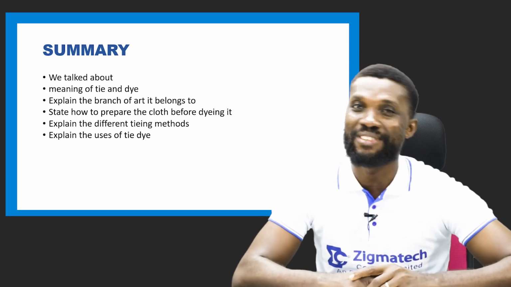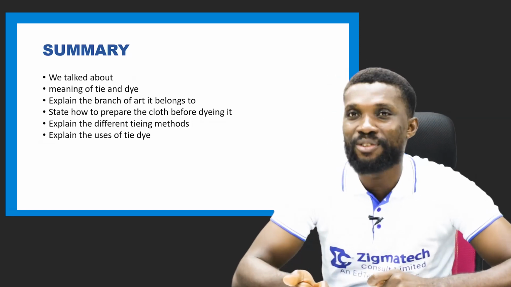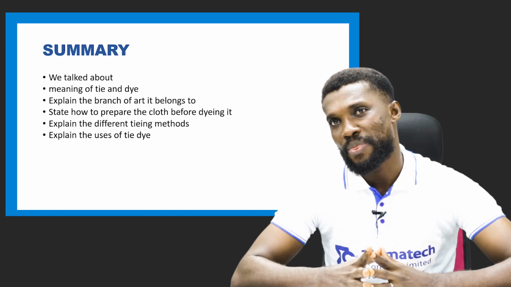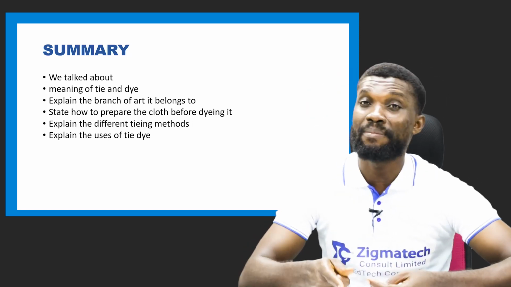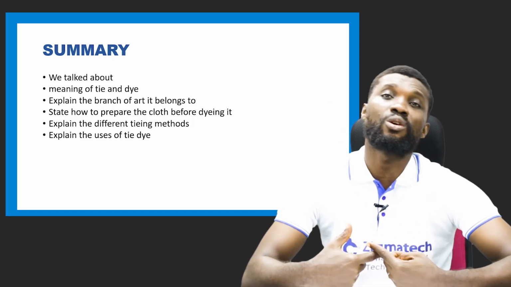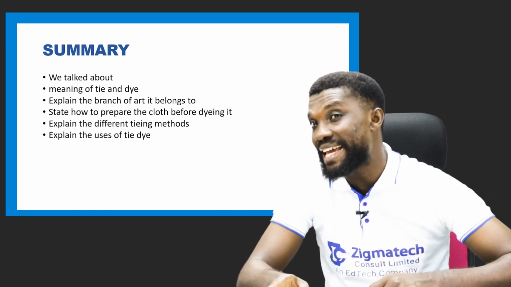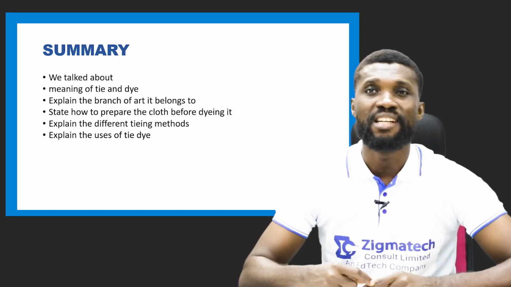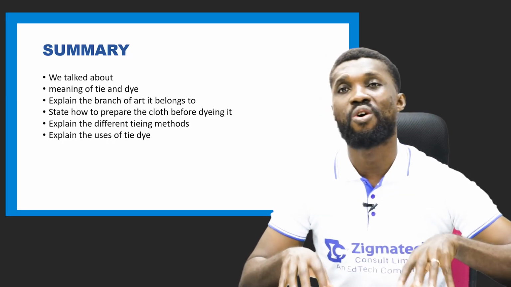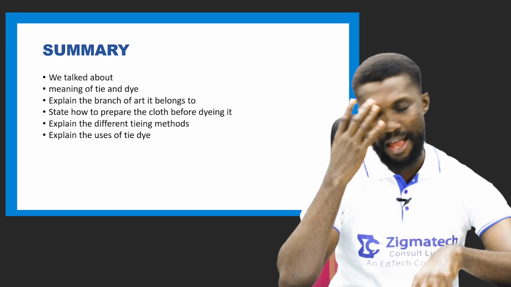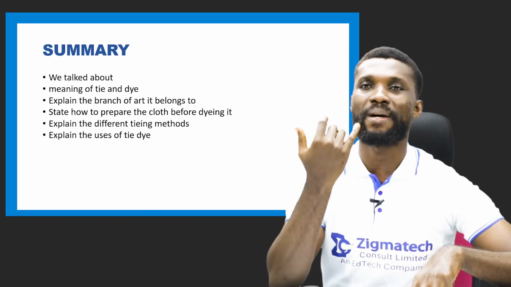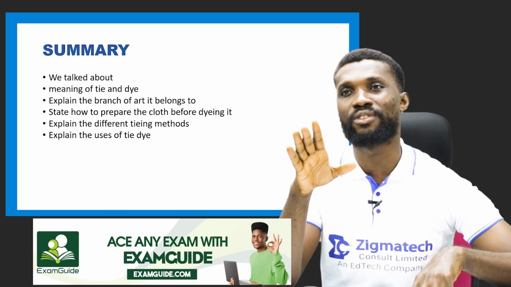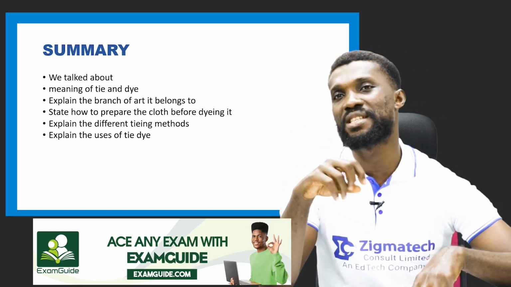So now let's do a quick rundown of what we've learned so far from the first class. We talked about the definition of dye, what exactly dye is. Then we explained the branches which tie and dye belongs to, and I told you that tie and dye belongs to textile design. I also explained the definition of tie and dye, that is the changing of the color of a fabric with the resist method, either batik or by tying the fabric and then dipping it into a dye solution, which at the end, when the fabric is untied, there are patterns of beautiful designs or color on the fabric. We went further to state how to prepare the clothes before dyeing. Remember I told you, you dip the clothes in hot water, preferably overnight, so that the unwanted wax will go out of the clothes, so as to help it absorb proper dye.